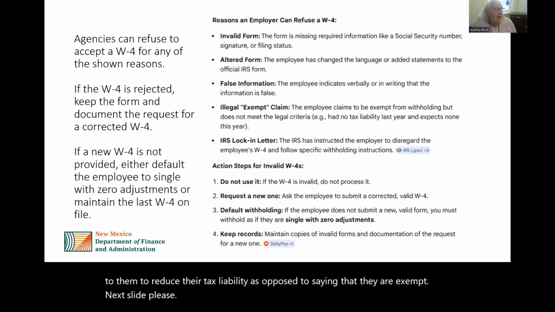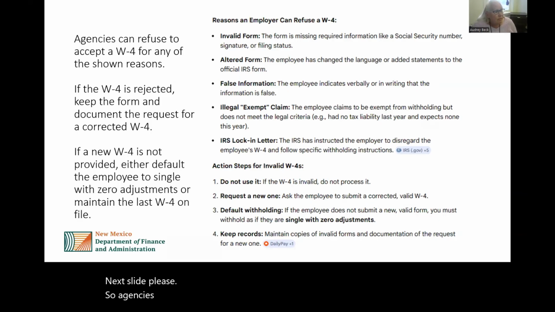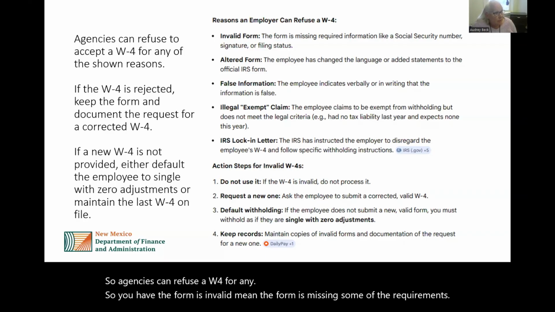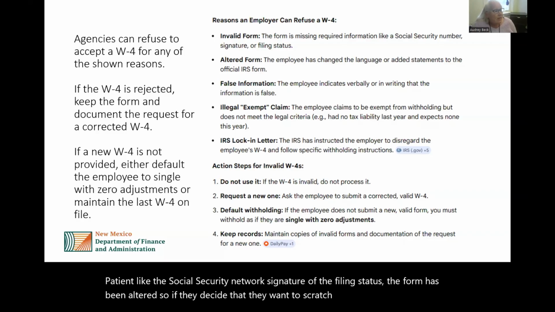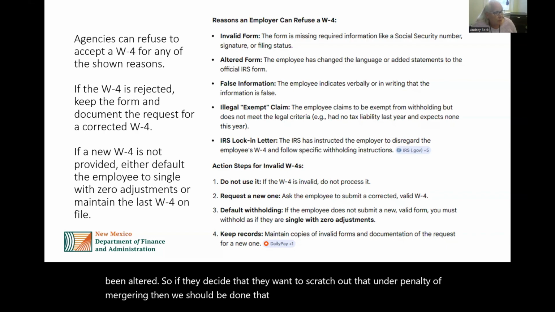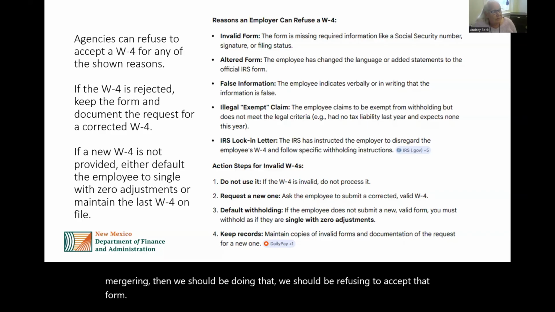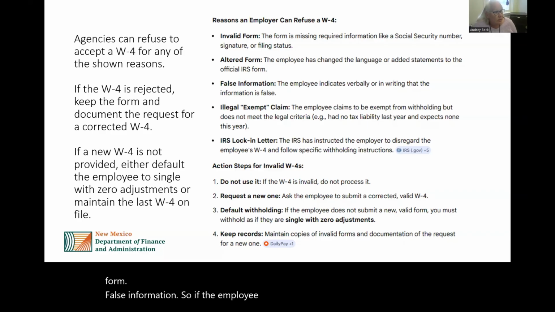So agencies can refuse a W-4 for any of the reasons that are shown. If the form is invalid, meaning the form is missing some of the required information, like the social security number, the signature, the filing status. The form has been altered. So if they decide that they want to scratch out that under penalty of perjury, then we should be refusing to accept that form. False information. So if the employee indicates verbally or in writing that the information is false.